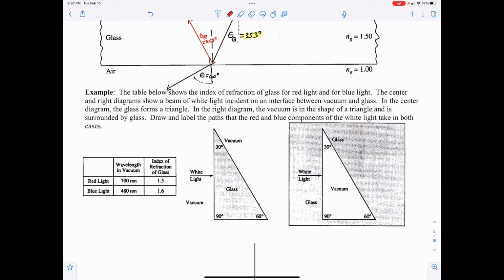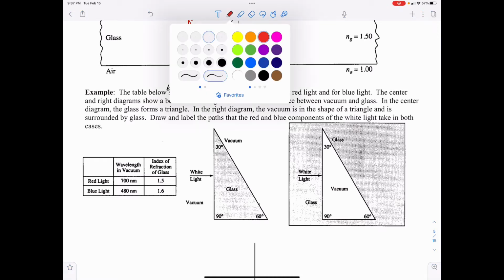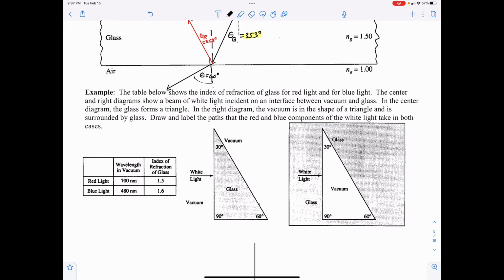Draw and label the paths that the red and blue components of white light take in both cases. So you'll notice that red light has a lower index of refraction in glass than blue light does. What does that mean? Blue light will bend more in glass than red light will.